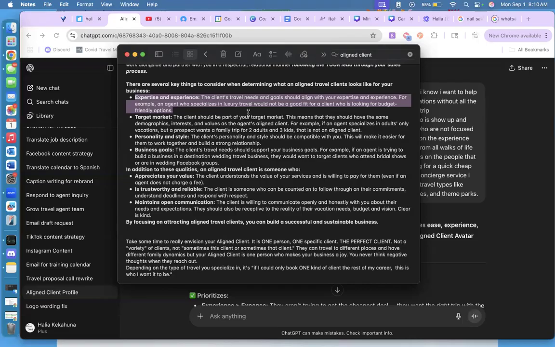So you don't want to, for this example too, if you are specializing in luxury travel and someone is coming to you looking for budget-friendly options, is that an aligned client? No. Can you book them if you want to? Absolutely, right? But you always want to keep in mind while you're qualifying your clients and going through that process, is this somebody that is an aligned client or not, right? And you can choose, okay, if they're not, do I still want to book with them or do I want to say no to this for this time?